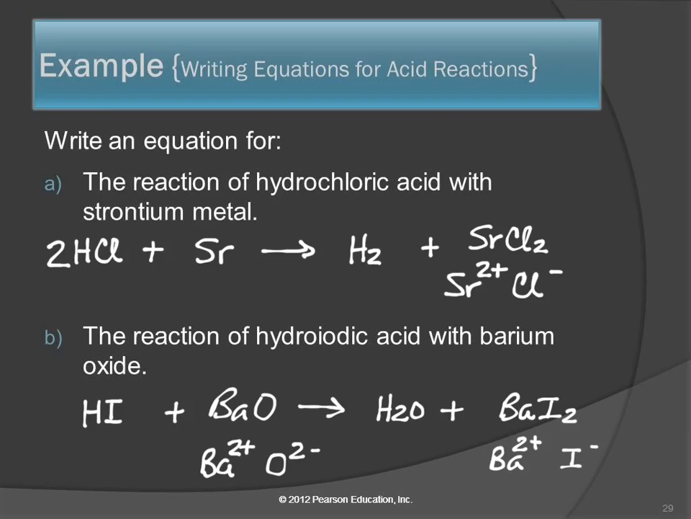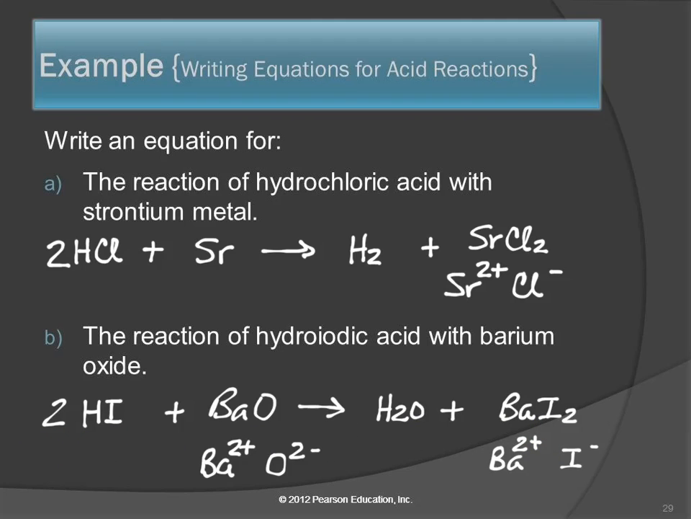How do we balance this? Put a 2 in front of HI. 2 in front of the HI. There's 1 barium, 1 barium, 1 oxygen, 1 oxygen. Here there's 2 hydrogens and 2 iodides, and so we need a 2 over here.